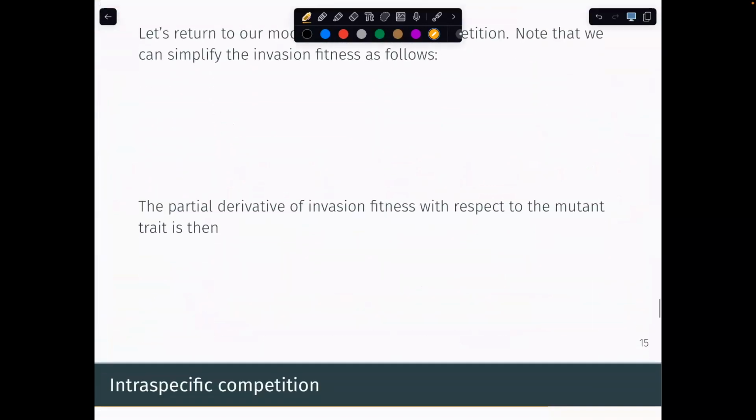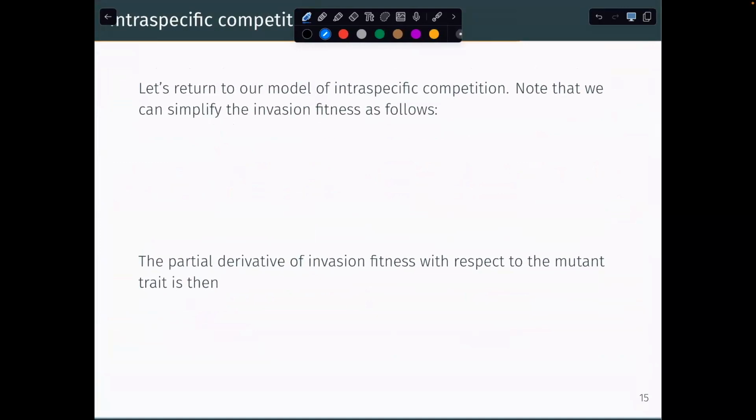See how we're doing for time. We're doing okay. Any questions on evolutionary stability? No? Okay.